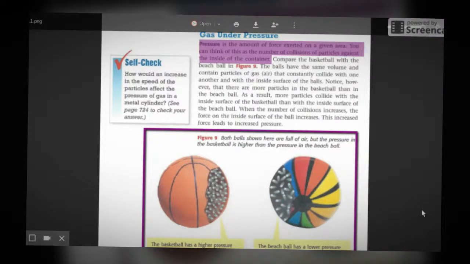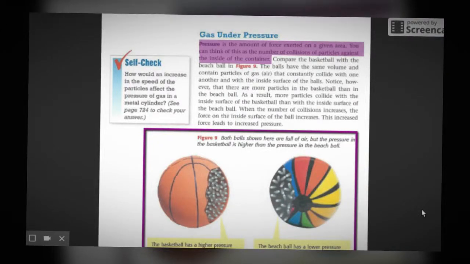Gas under pressure. Pressure is the amount of force exerted on a given area. You can think of this as the number of collisions of particles against the inside of the container. Compare the basketball with the beach ball in Figure 9.